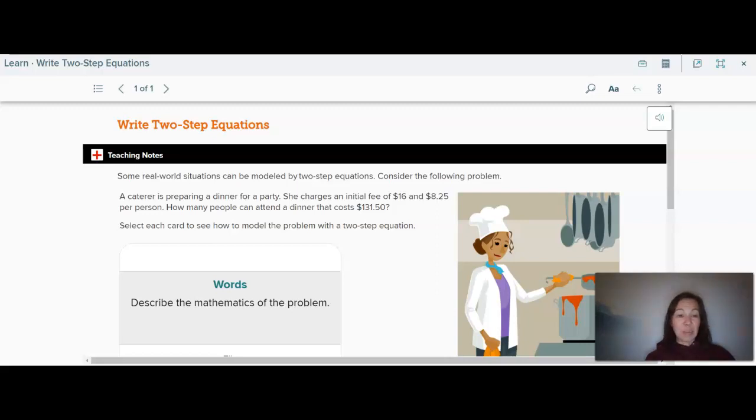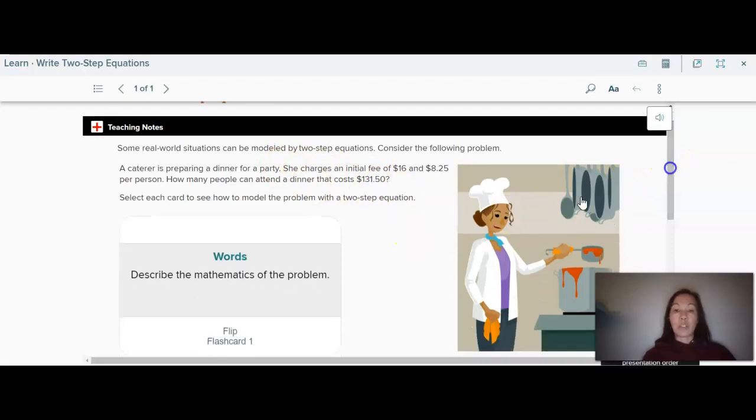Hey guys, so last section you learned how to solve two-step equations. This section, before you solve them, you're going to have to write them. Some real-world situations can be modeled by two-step equations. For instance, this one: a caterer is preparing a dinner for a party. She charges an initial fee of $16 and $8.25 per person. How many people can attend a dinner that costs $131.50?